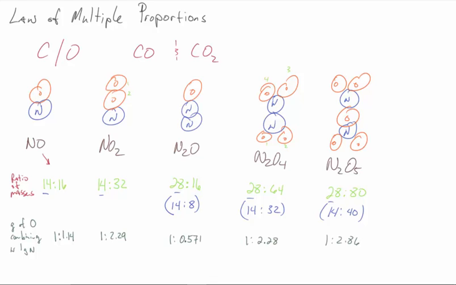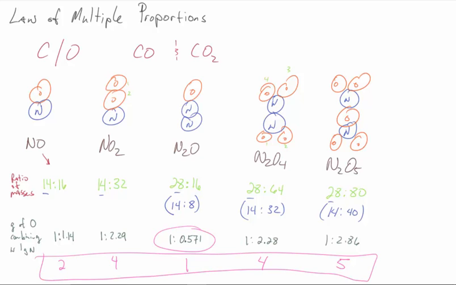All right? And so if I'm looking here at these particular ones, this is the smallest amount of oxygen, which would be 0.571. And so I'm just going to divide everything out by 0.571. So 1.14 divided by 0.571 would be 2. This would be 4. 0.571 divided by itself is 1. This one would also be 4, and this one would be 5. So when we get down to this, we really see the small whole number ratios.